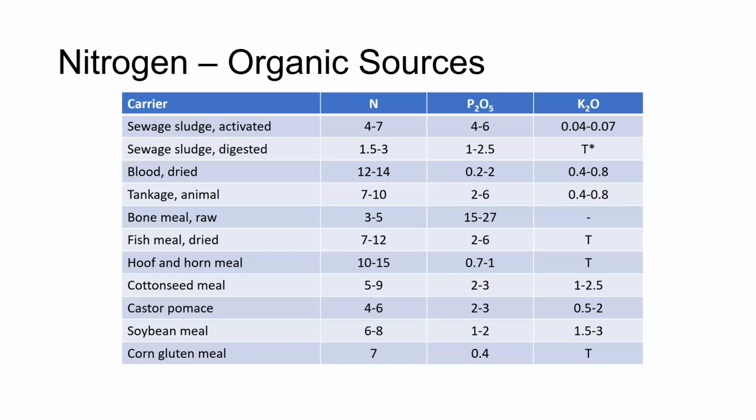Castor pumice is the same sort of material where you take the seeds, you squeeze the seeds, you get the oil out of it. What is left over is called castor pumice. That material can be used as a fertilizer. Things like soybean meal and corn gluten meal can also be turned into types of food. We've got nitrogen. These are organic sources. These are byproducts of some sort of industry.